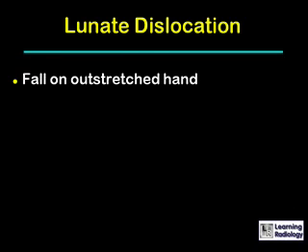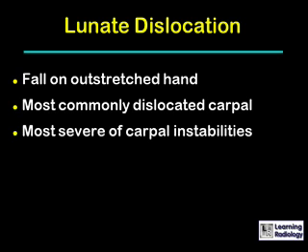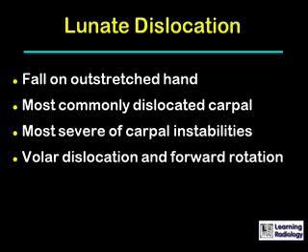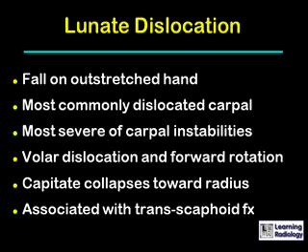Lunate dislocations occur because of falls on the outstretched hand. They are the most commonly dislocated carpal bone, and they represent the most severe form of carpal instability. There is almost always volar dislocation and forward rotation of the lunate. The capitate will frequently collapse toward the radius, and they are frequently associated with fractures across the scaphoid.